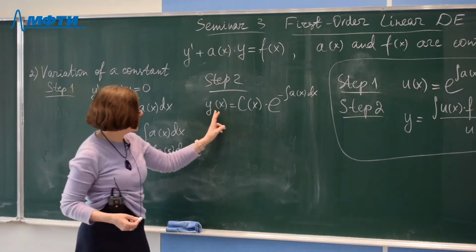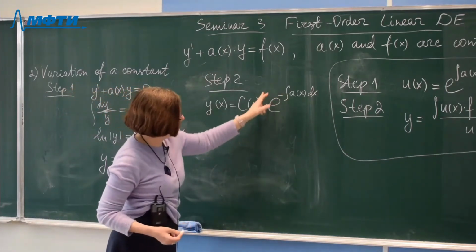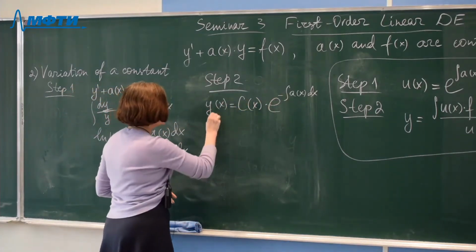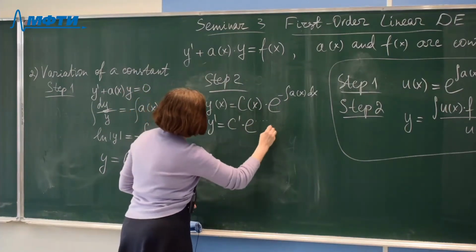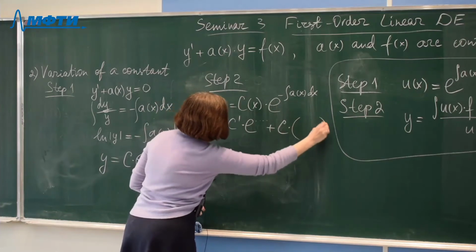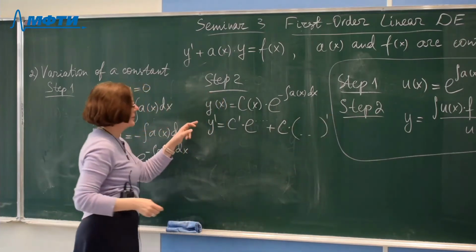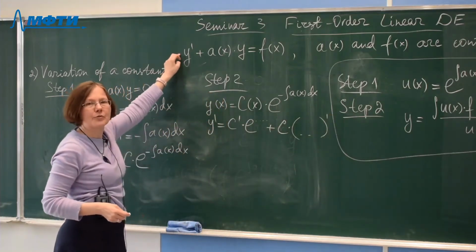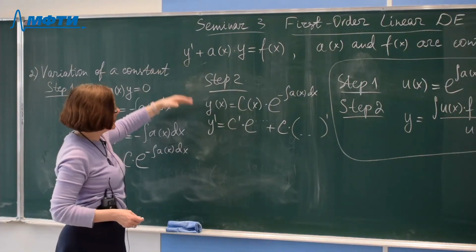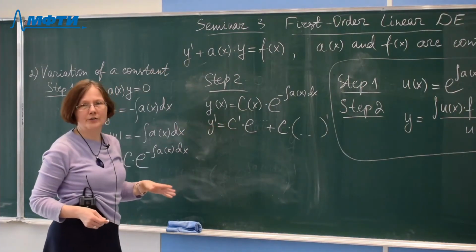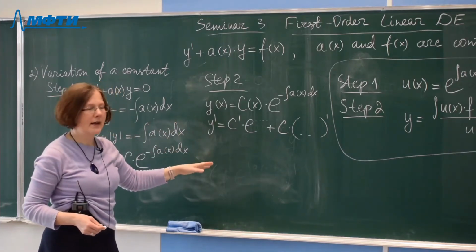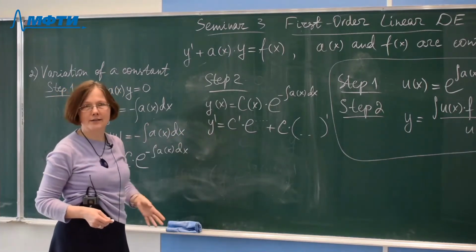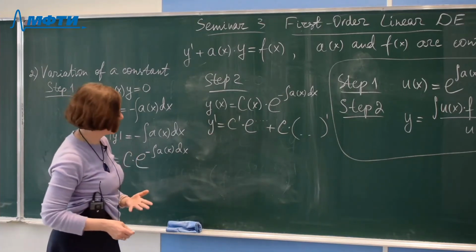Okay, so if y is equal to c of x times this integral, then y prime will be c prime times e plus c times the derivative of this, and this should be substituted into the original equation, and this function will be found. The variables will be separated, and we will be able to find c. So this is method number 2.